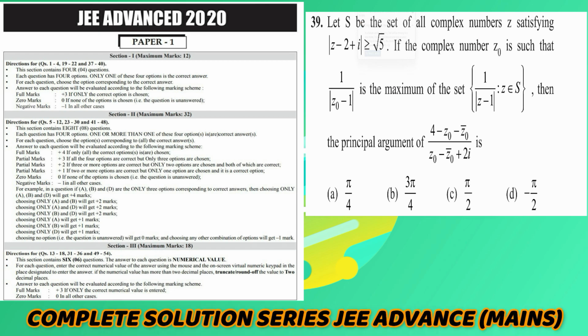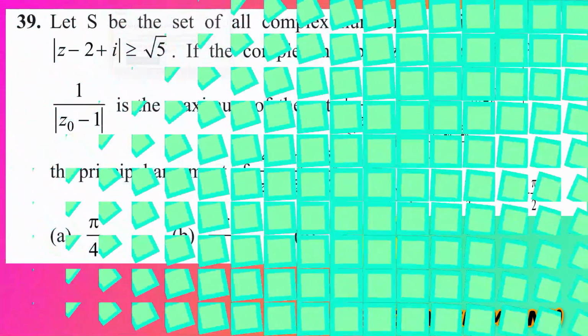So, in today's JEE Advanced question, we are going to learn one question from complex analysis. It is quite a higher concept. We have to find out the argument in our question. Okay, now let's get started. Let's read the question and see what is given.